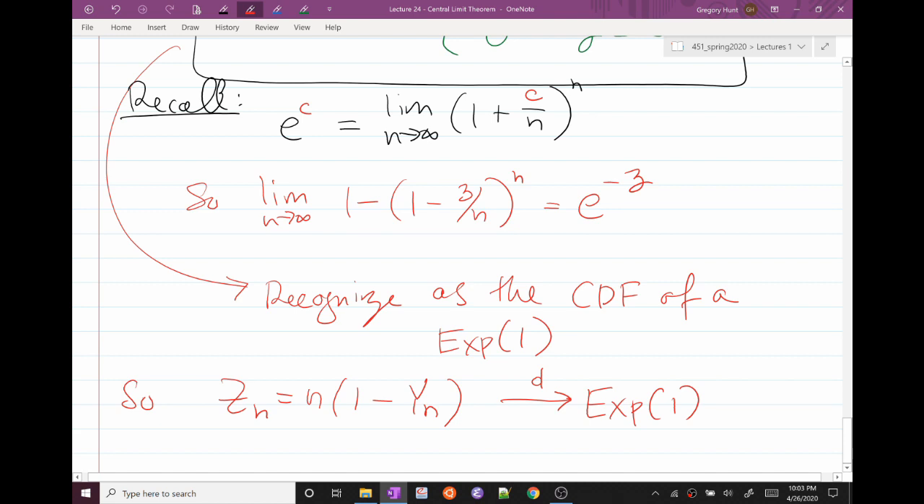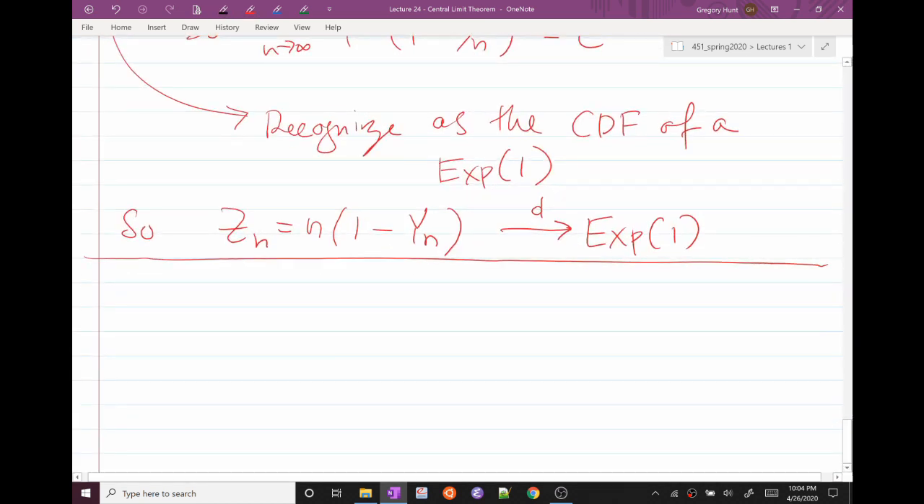So that's a more substantial example of convergence in distribution. It's not a degenerate distribution, it's a real distribution. It's an exponential 1 distribution. So we've now talked about 3 modes of convergence: convergence almost surely, convergence in probability, and convergence in distribution. We looked at examples, and we looked at how they're related.